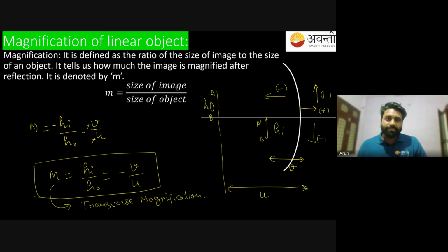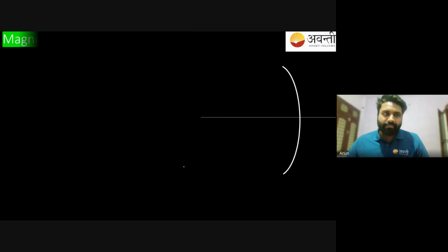Why is it transverse? Transverse meaning perpendicular to the principal axis. So this object is placed perpendicular to the principal axis. This is the principal axis. The object is placed in this direction. So this magnification is termed as the transverse magnification. Okay, now we will discuss one by one.